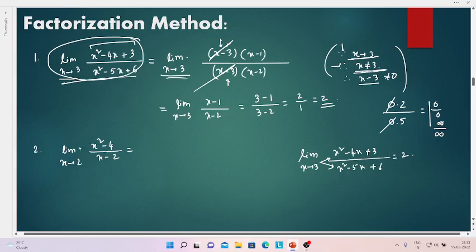Let's move to the next question, which is limit x tending to 2, x square minus 4 upon x minus 2, right? Again, I have already told you that you have to first use the first method, I mean the substitution method. If the substitution method does not work, you have to go to another method. So first substitute the value: it will be 2 square minus 4 and the denominator will be 2 minus 2. So here you can see it will be 4 minus 4, I mean 0, and the denominator will be 0. So it is the 0 by 0 form.